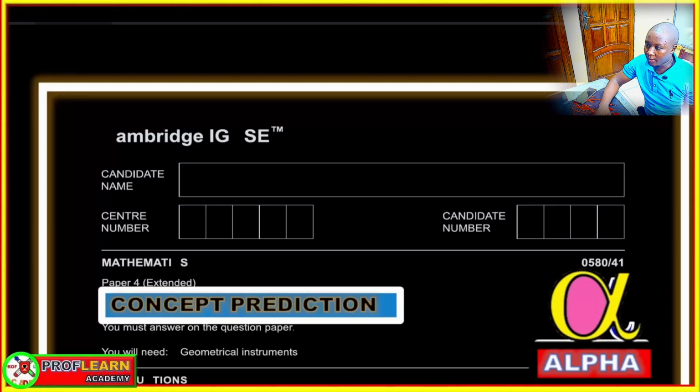Here we're going to look at this prediction of May-June exams. We are going to see what are the main topics and main areas that you need to prepare as far as the exam of 058 Extended Math Paper 4 is concerned. We're going to have a discussion based on previous years' main concepts that have been tested, and which I feel are the areas that might appear in the exam.